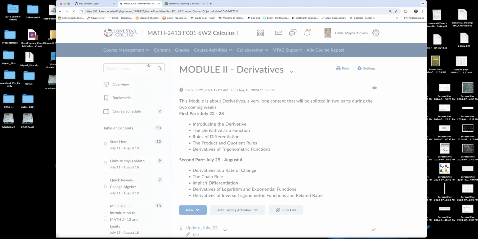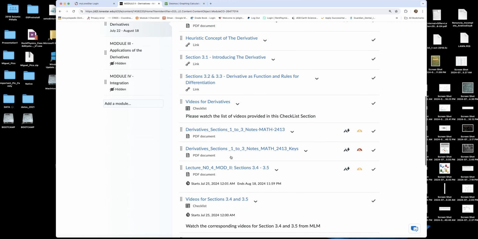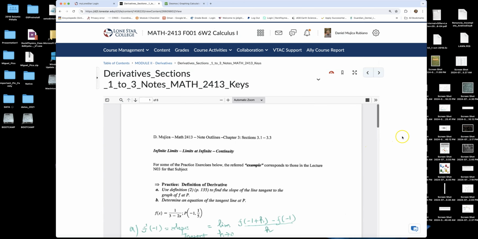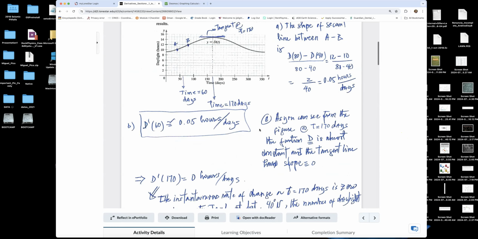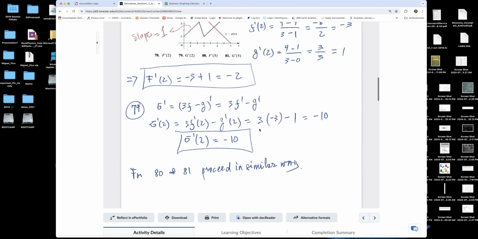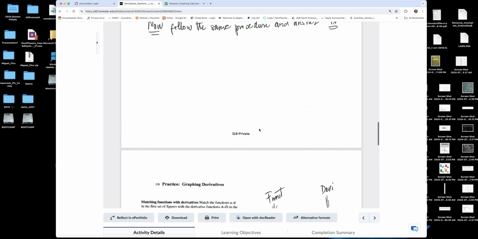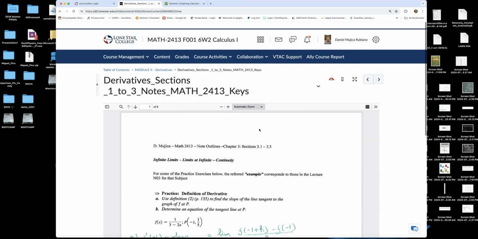The other thing that I want to mention is that I hope you already saw the keys for the notes regarding sections 3.1, 3.2, 3.3. Those keys are already available in D2L, so now you can see all the details about those questions. And of course, if you have any further question, send me an email and I will be more than happy to reply as soon as I can.